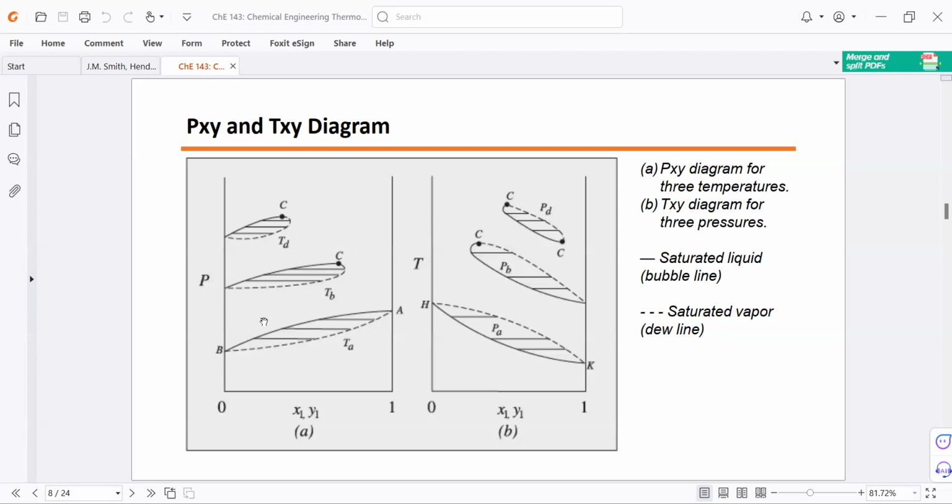As you can see also, there are horizontal lines spanning from the saturated liquid curve to the saturated vapor curve, and these are our tie lines. But for the temperatures TB and TD, the tie line at the critical temperature is actually a point, so it's a tangent, where the horizontal line is tangent.